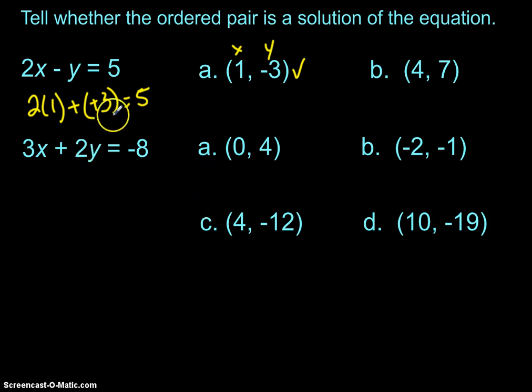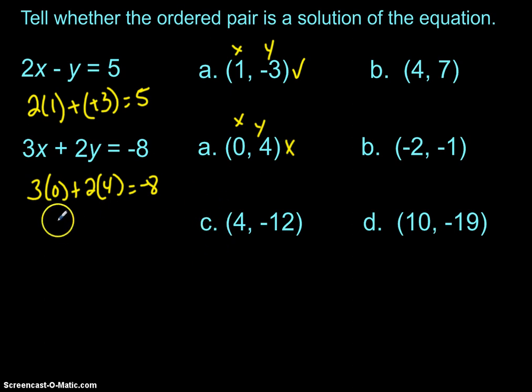For time's sake, I'm not going to do every one of these, but let's look at this equation with this ordered pair. So this is x, this is y. I'm going to plug in 0 for x and 4 for y. So 3 times 0 is 0, plus 2 times 4 is 8. Does that give us -8? No, it gives us +8. This is not a solution. It's not true.